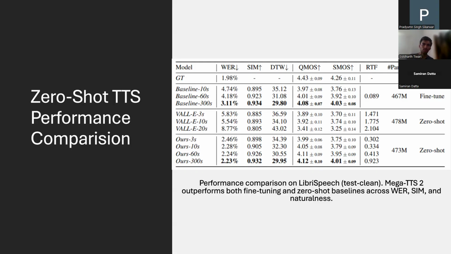Next, we can also see an example for an instance. With 10 seconds of prompt audio, Mega-TTS 2 got a word error rate of 2.28% and a speaker similarity of 0.905. Whereas with 300 seconds, we can see the speaker similarity has increased to 0.932 and the word error rate has dropped to 2.23%.